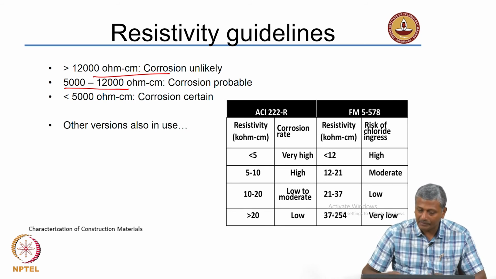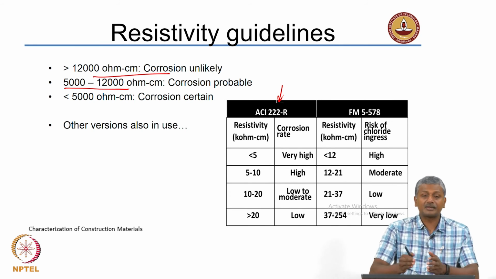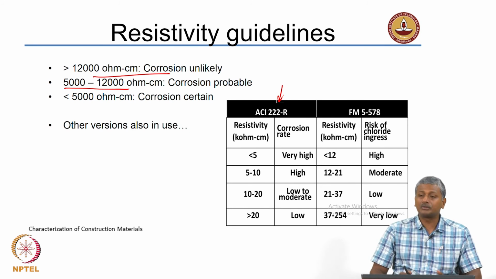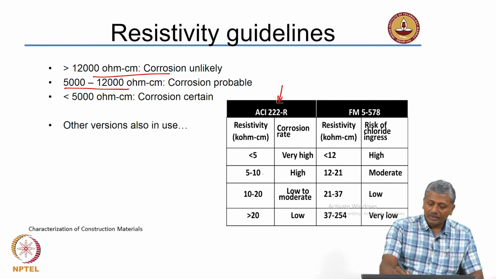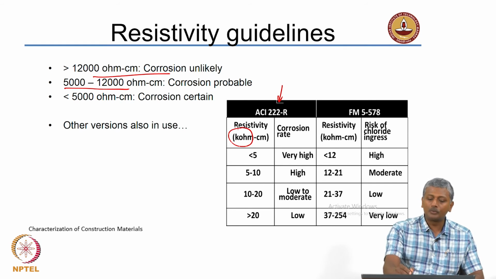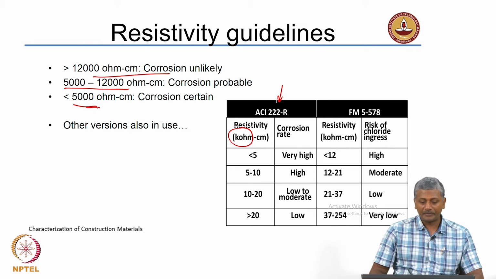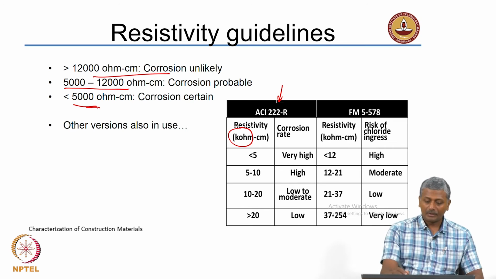I will show you an example of ACI 222R. I think this is the committee that deals with corrosion or corrosion inhibiting admixtures. So, the ACI 222R report says that again for 5 you have a very high corrosion rate. These are in kilo ohm centimeter, right. So, it is the same as this 5,000 ohm centimeter. So, less than 5 your corrosion rate is very high, 5 to 10 it is high, 10 to 20 is low to moderate, and greater than 20 is low.